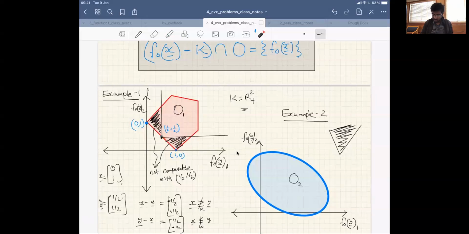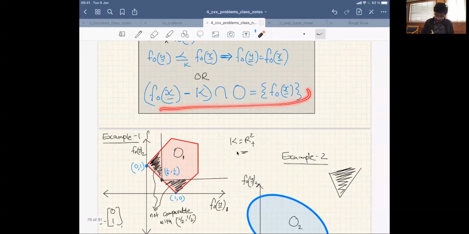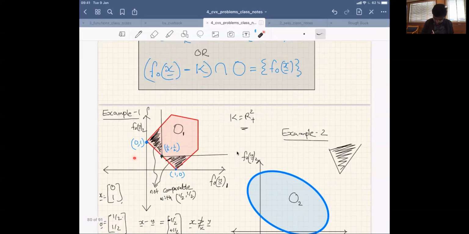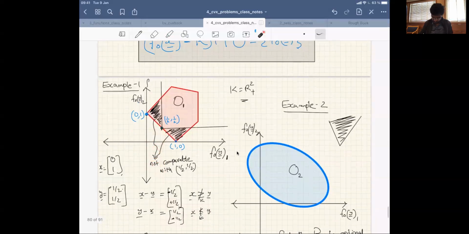In other words, an easy way to visualize this is to form this region f0(x) minus K. In our case, it will be this region here. Take the intersection of that with the original set O. What will be the intersection? Just that point. This is the way to visualize that.